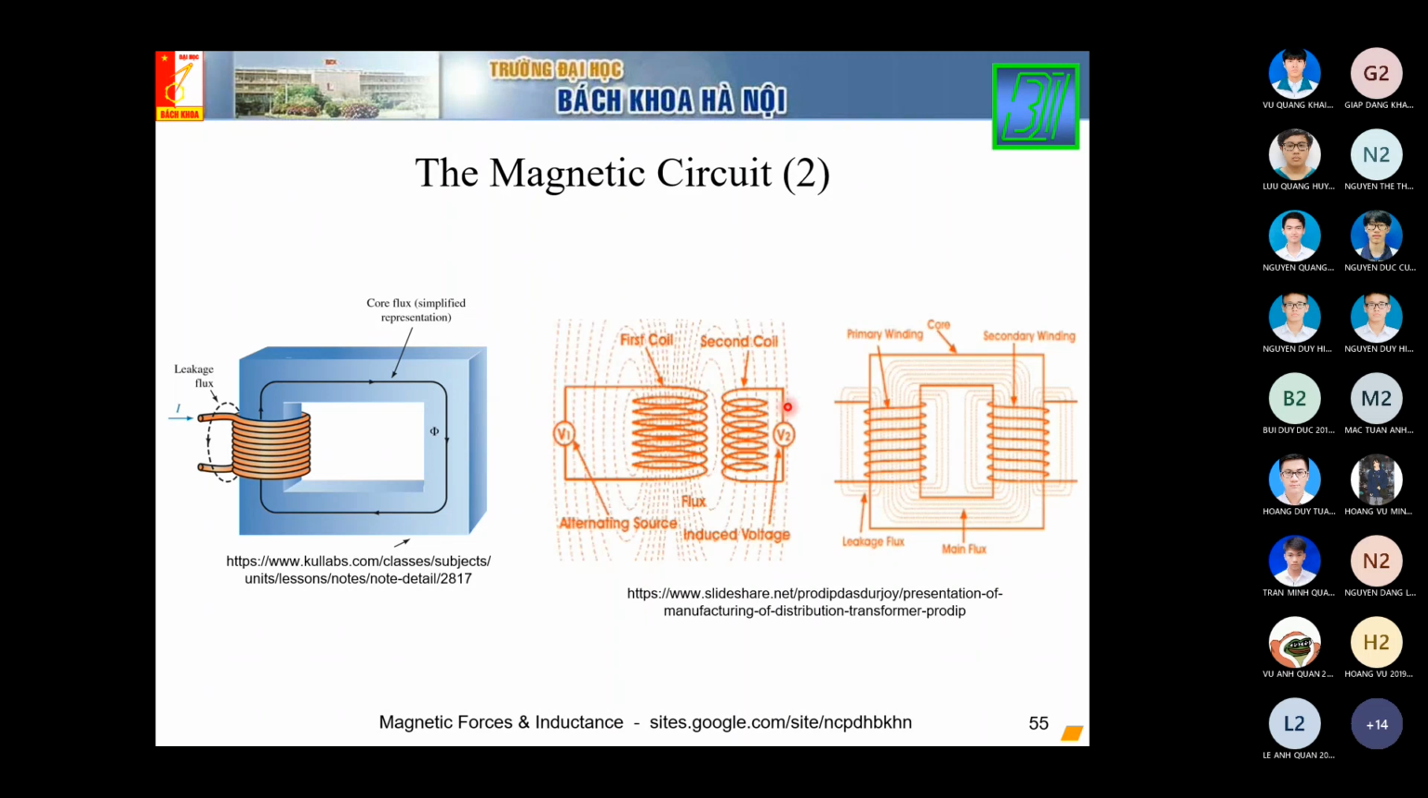If we don't use a core, then you can see that the magnetic flux is scattered everywhere in free space. By using an iron core like this, you can see that the magnetic flux is concentrated at a position that we want it to be.